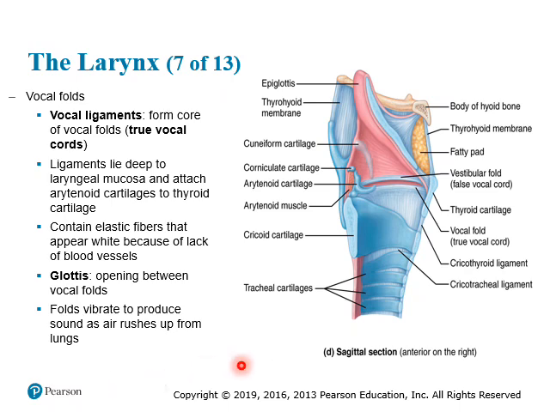Then you have the vocal ligaments. They form the core of the vocal folds or the true vocal cords. The ligaments lie deep in the laryngeal mucosa. You could see it here. They have removed the thyroid cartilage, and therefore you could see part of the vestibular fold, which is a false vocal cord. But the vocal fold is actually the lower fold right there, and they contain elastic fibers that appear white because of lack of blood vessels. So this one here, even in your models, would appear white.